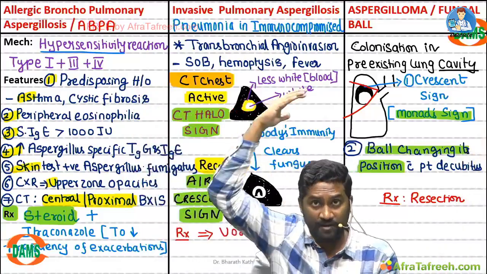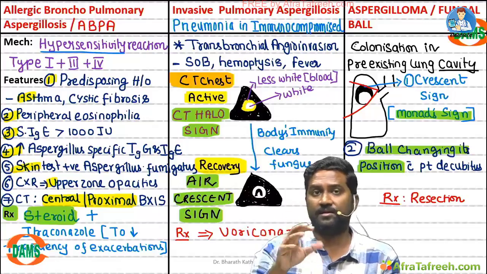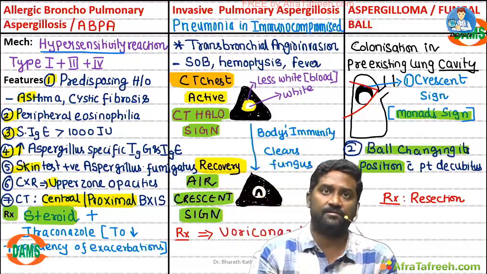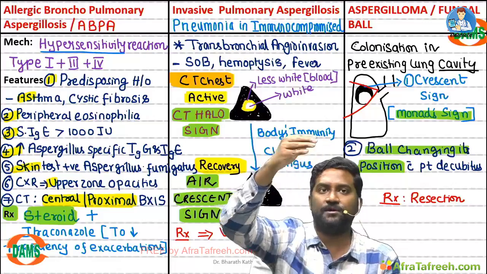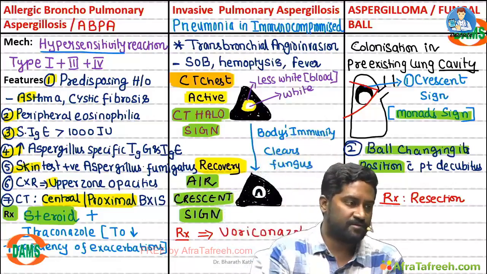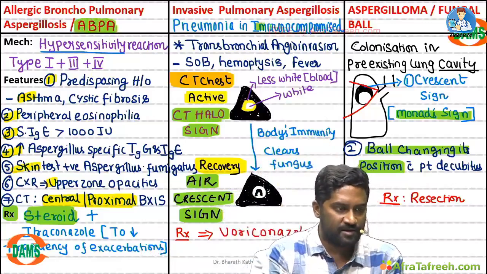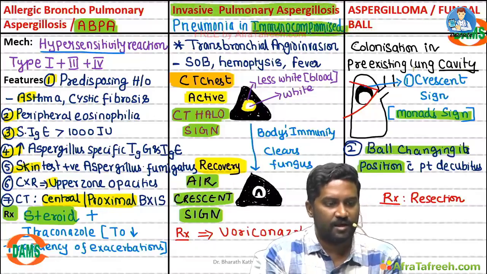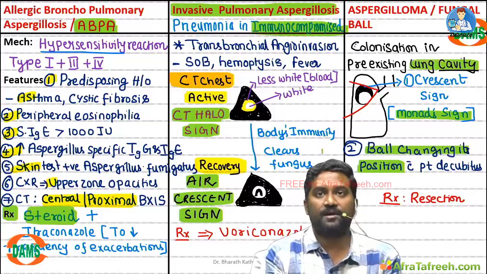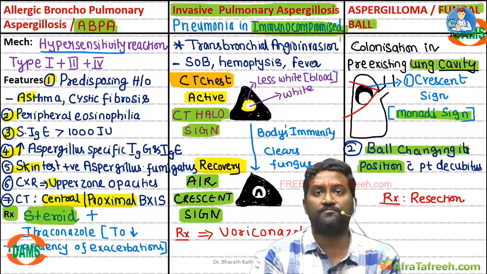Again, this is an examiner's favorite topic. I have made all the manifestations in a single table, because if you see it, you can easily revise it. If you are dealing with a hypersensitivity reaction, ABPA, asthma, central bronchiectasis, your answer should be allergic bronchopulmonary aspergillosis. If you are seeing it in an immunocompromised individual, CT halo sign, air crescent sign, it should be invasive pulmonary aspergillosis. A pre-existing lung cavity, Monad sign, ball changing its position, your answer should be aspergilloma, also called fungal ball.